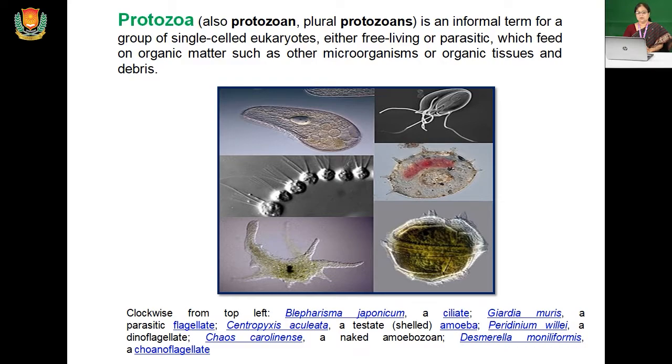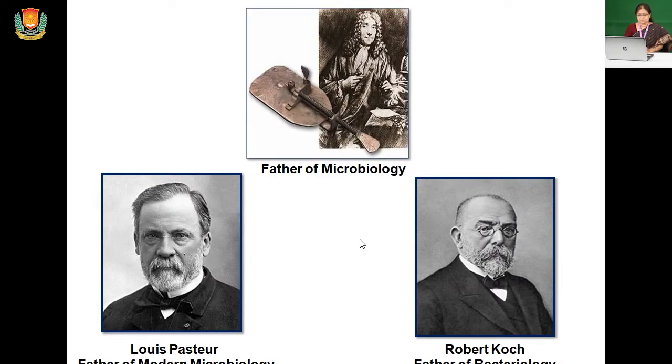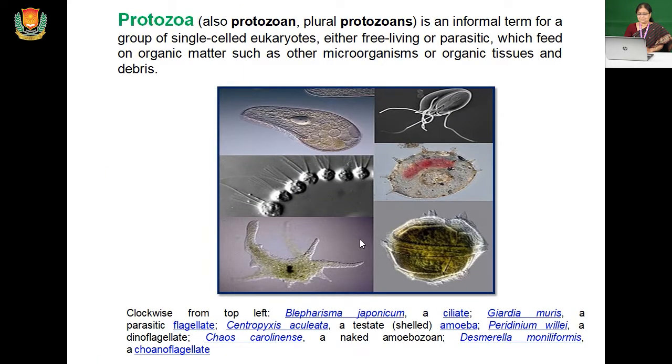Protozoans is an informal term for a group of single-cell eukaryotes. They are either free living or parasitic, which feed on organic matter such as other microorganisms or organic tissues and debris. Here you can see different examples of the protozoans.